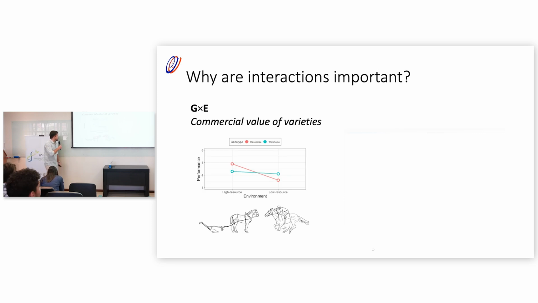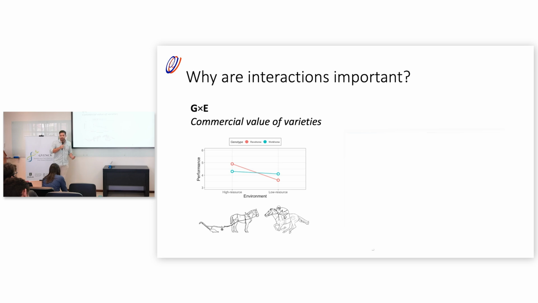So yeah, this is how I like to see G by E. For me, G by E is just a statistical trick that allows us to model changes in rankings across environments. So imagine this simple scenario. We have a high resource environment, or an easy environment, and we have a low resource environment, or a challenging environment. And then we have a genotype that I call racehorse that is specifically adapted to the high resource environment, so it has a really good performance on it. But when we move it to a low resource environment, the performance drops.